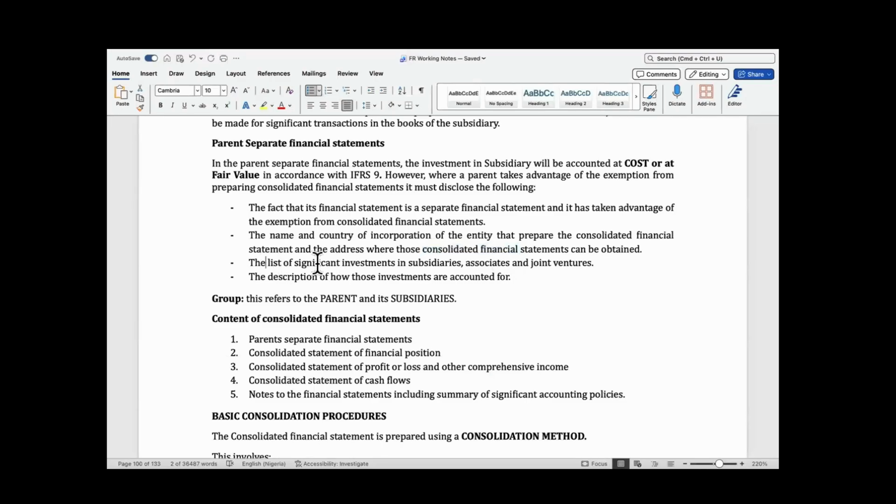You need to also tell us all your significant investment in subsidiary, associate, and joint ventures. You need to tell us how you have accounted for those investments in your books. I've been saying group. When we say group, we mean parent and its subsidiaries together. We call them a group.